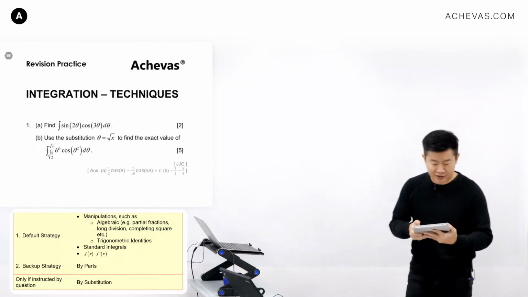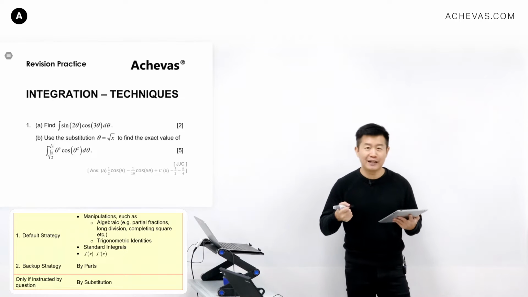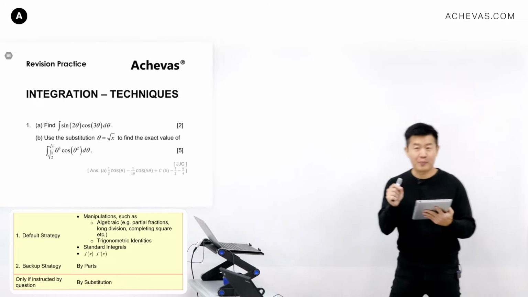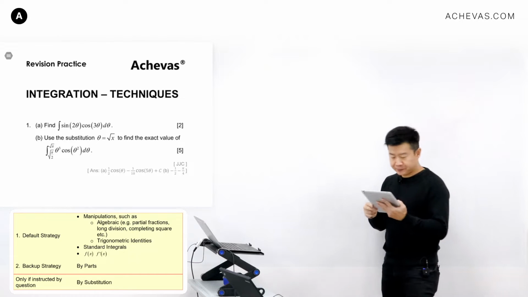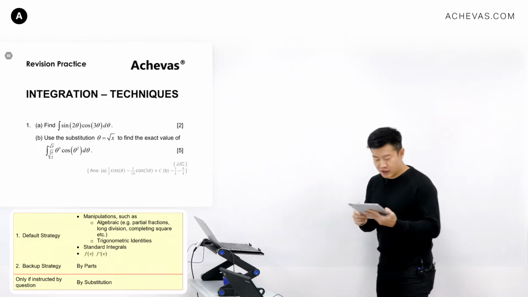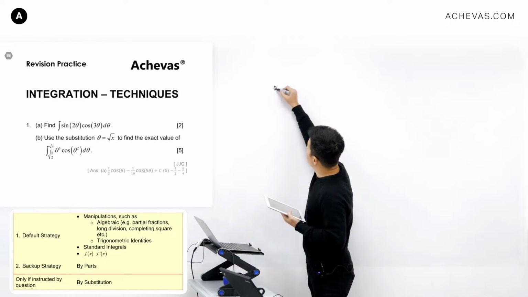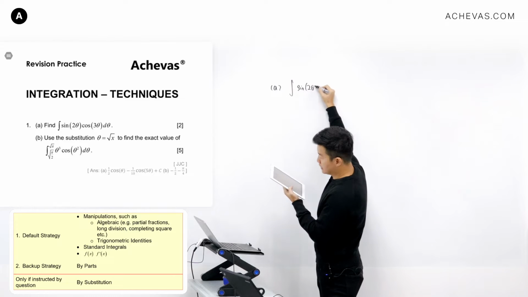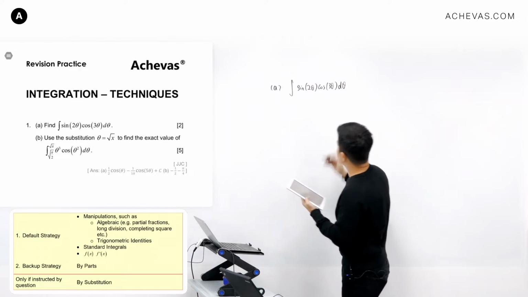So let's take a look at the first question. We are going to be just working on integration technique for the next 2 hours. So try this together with me. With your pen ready, let's start. Question number 1 from JJC. So this is a question where I'm supposed to integrate, 1a, sine 2 theta cosine 3 theta d theta.